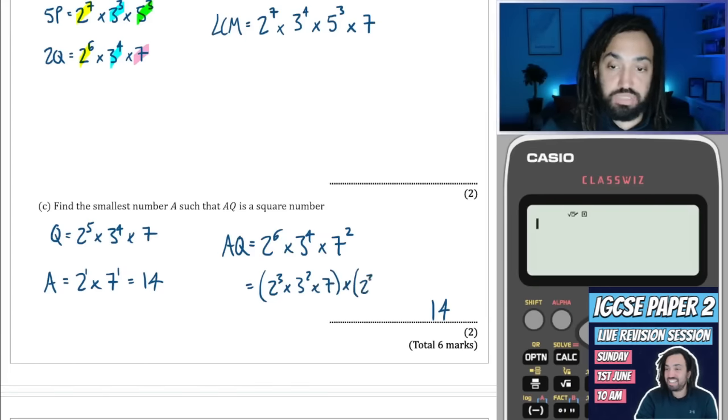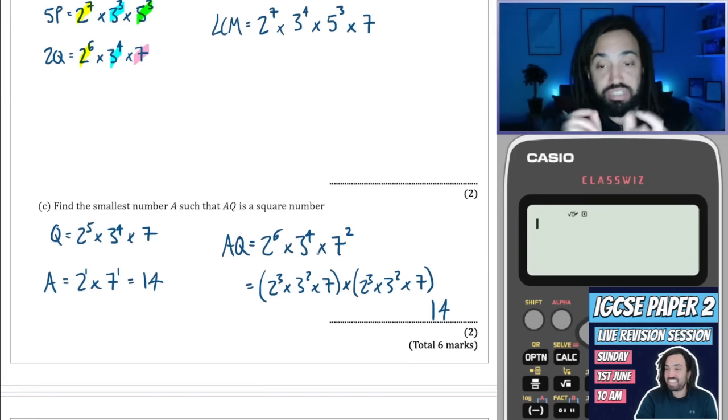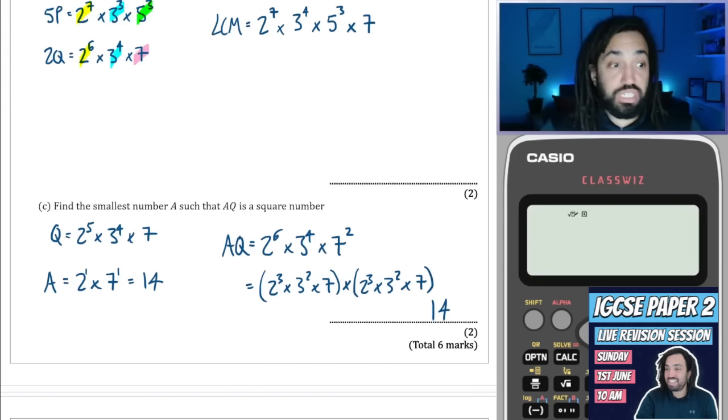And this now allows us to split it up into two numbers that are exactly the same multiplied together, which is what makes it a square number. So you see how I've split up AQ so that it's two numbers multiplied together that are exactly the same, and thus that makes it a square number, and the answer is 14.